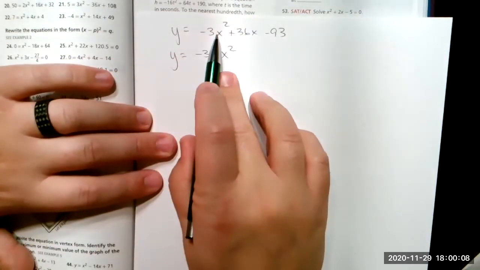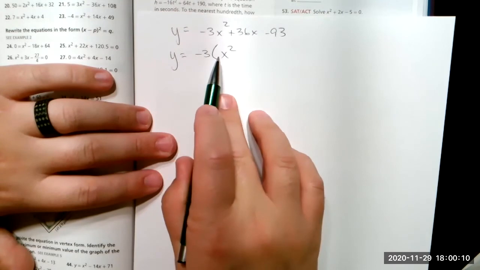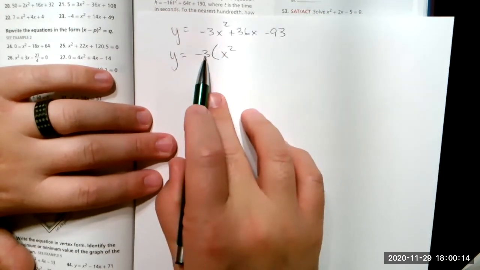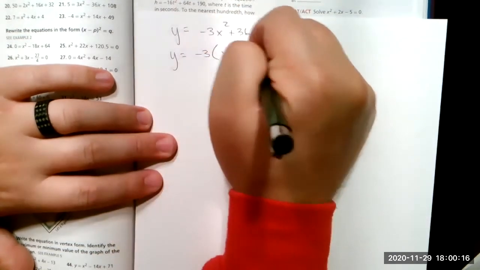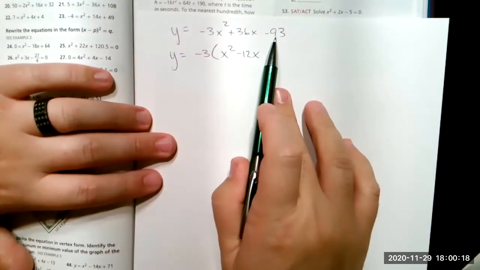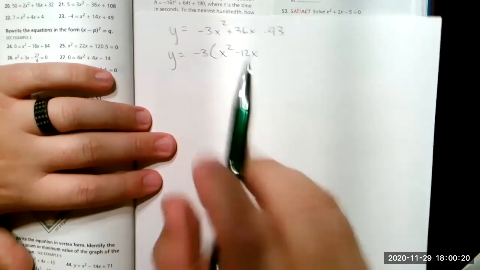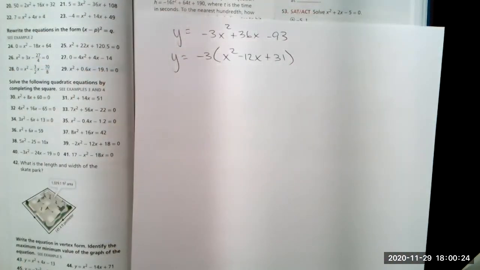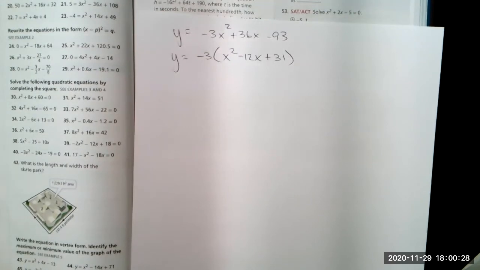So negative 3x squared divided by negative 3 leaves me with 1. 36x divided by negative 3, that's going to be negative 12x. And then negative 93 divided by negative 3 is positive 31. So that worked out nice. No nasty fractions or decimals.